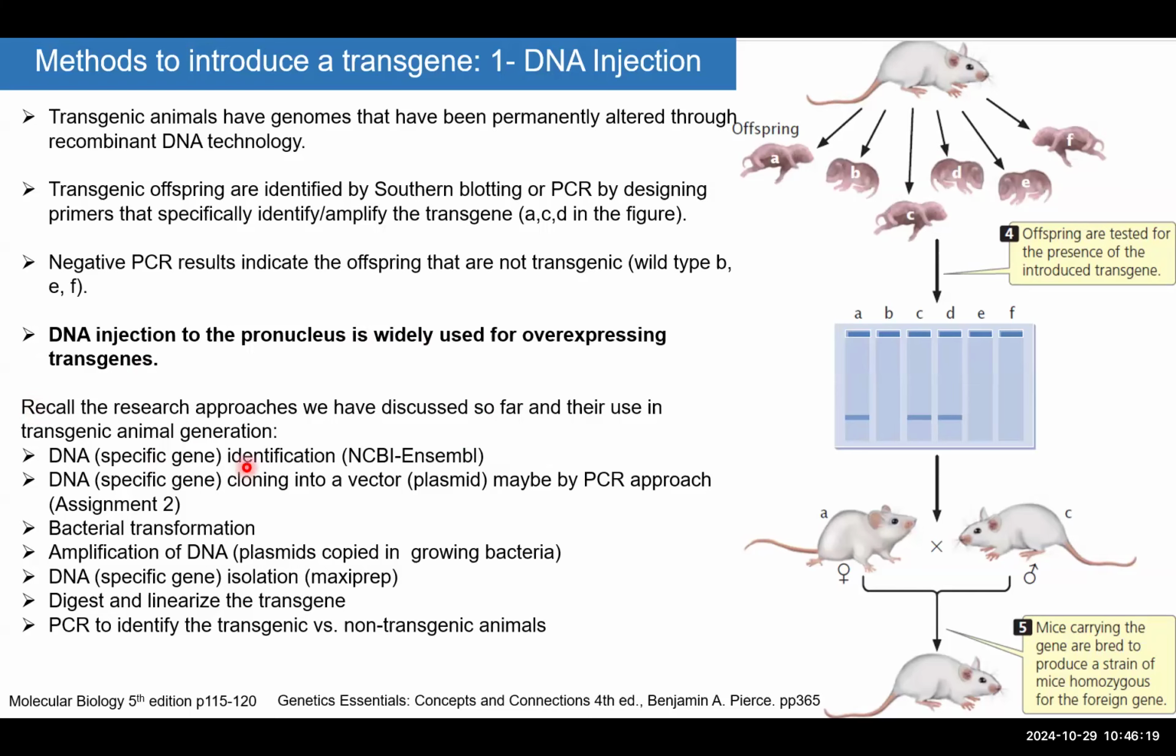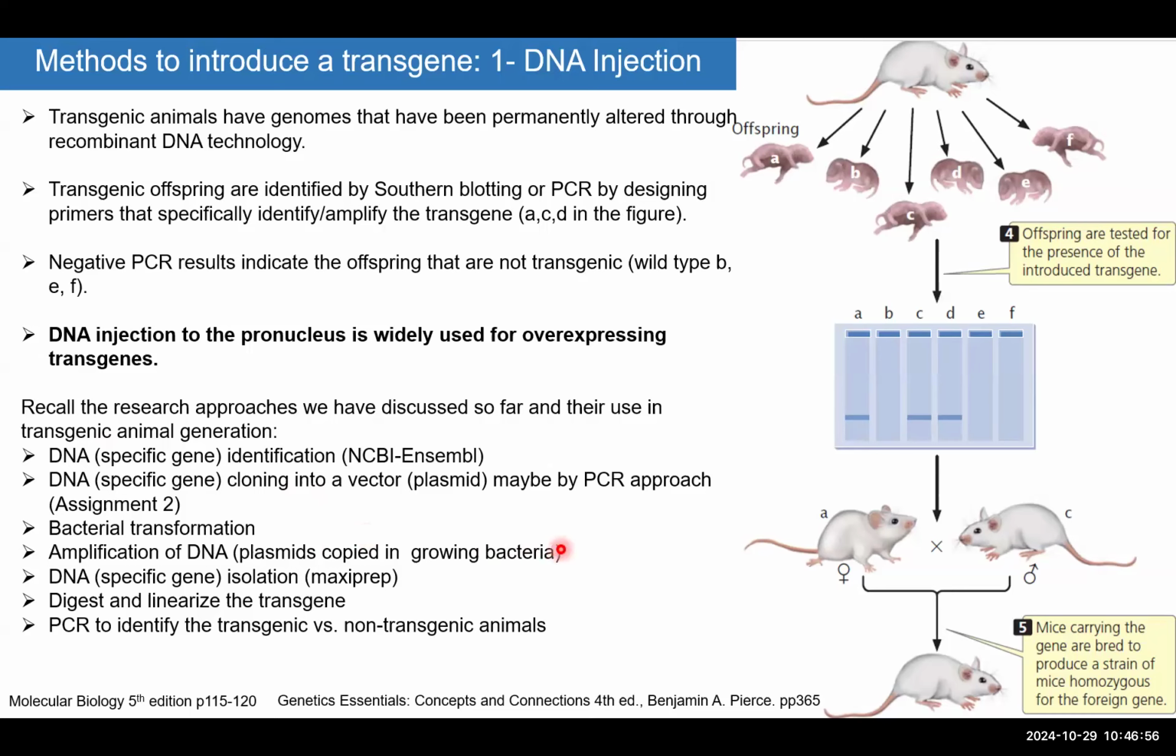You need to clone that gene into a vector. So now you know how to clone that gene into a plasmid. And maybe you can use the PCR approach to do that, simply by taking the coding sequence and performing a PCR where you amplify the coding sequence, as we did in assignment 2, question number 9. And then, after cloning that gene into the plasmid, you transform the bacteria so that you can amplify that plasmid, by growing the bacteria and getting copies of that plasmid.